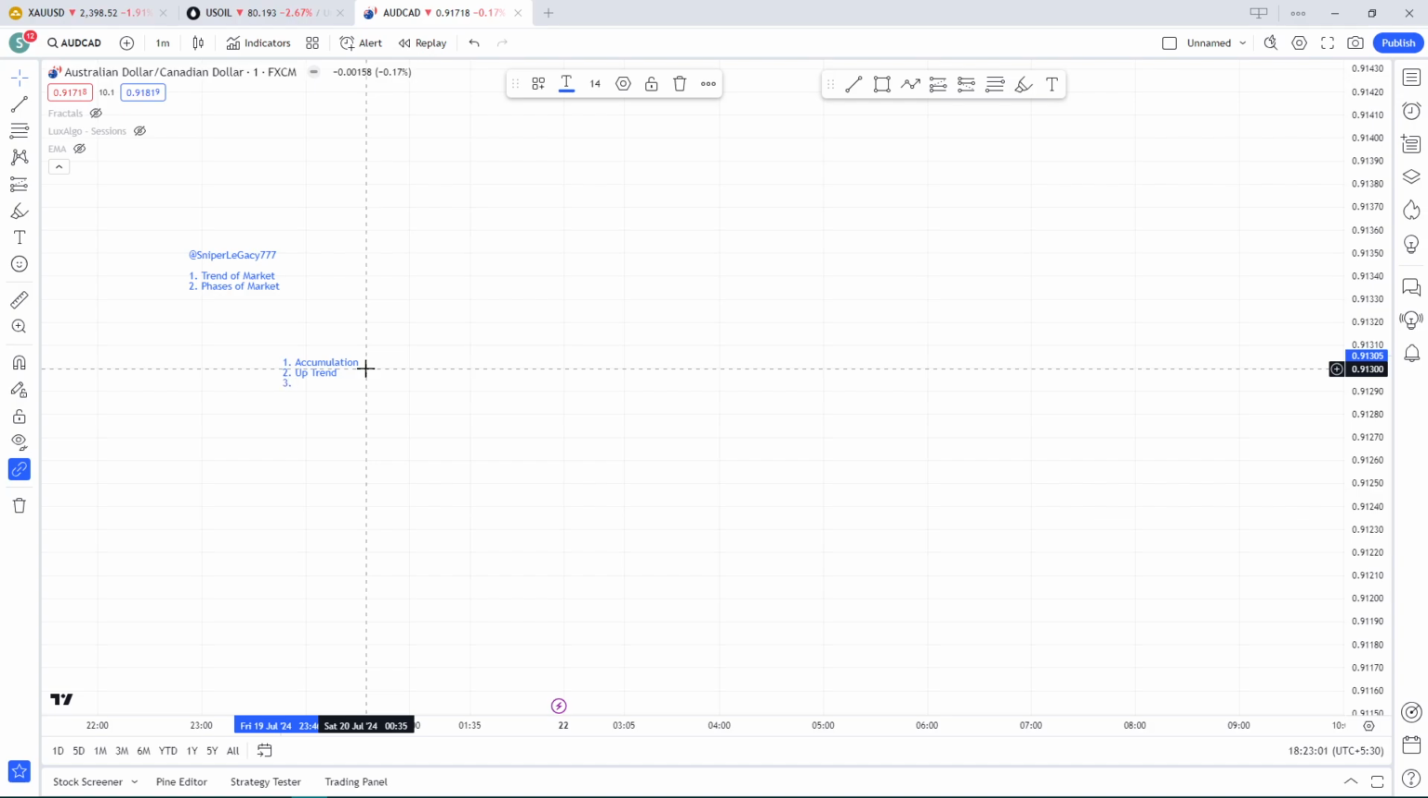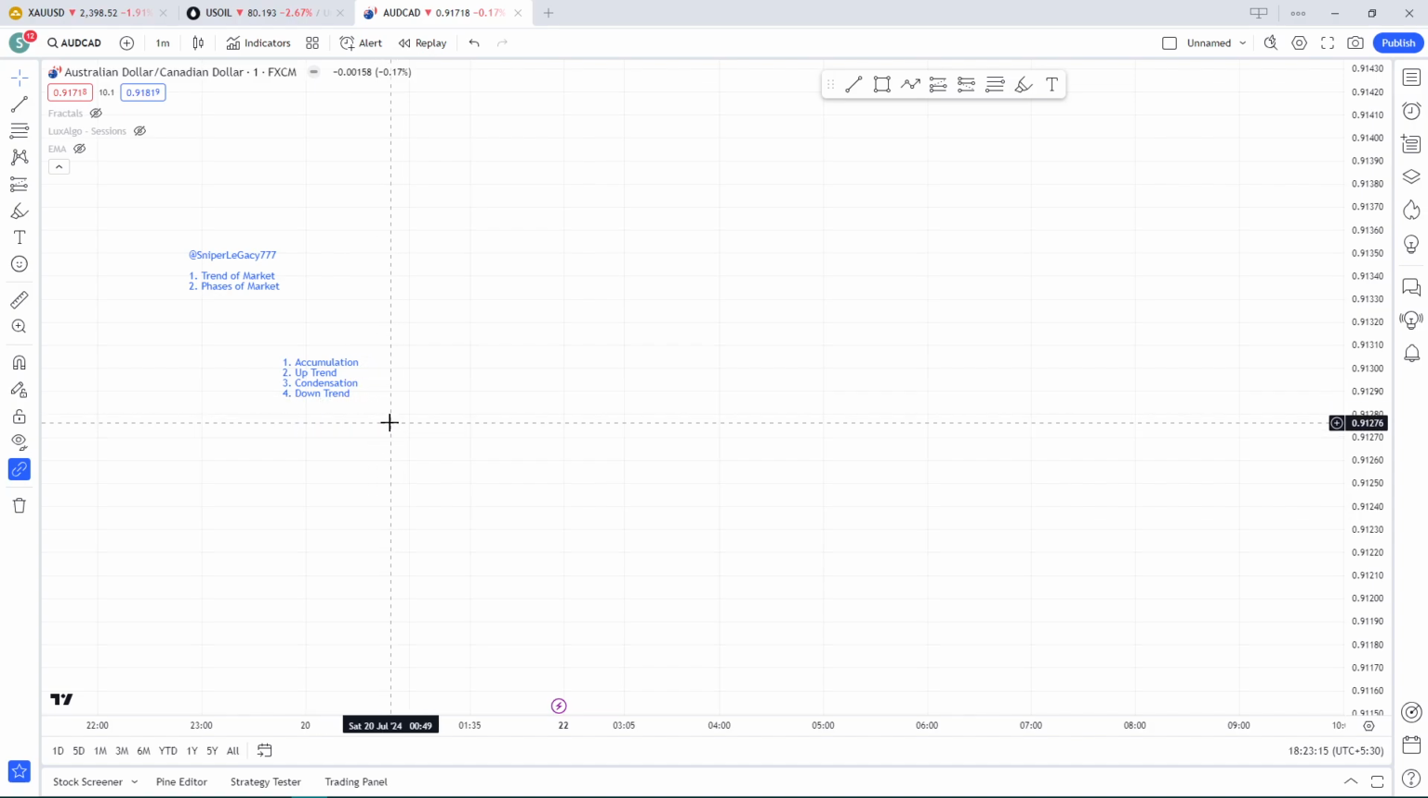The third phase we have is condensation, and the fourth phase that we have is downtrend. Okay, so I already explained uptrend and downtrend a while ago, and now we are going to talk about accumulation and condensation. Both accumulation and condensation are the same, but the way it appears on the chart, or the point at which it occurs on the chart, is going to differentiate whether it is accumulation or condensation.